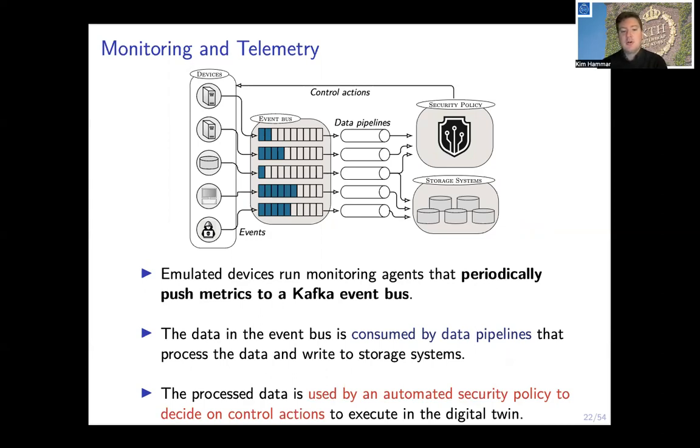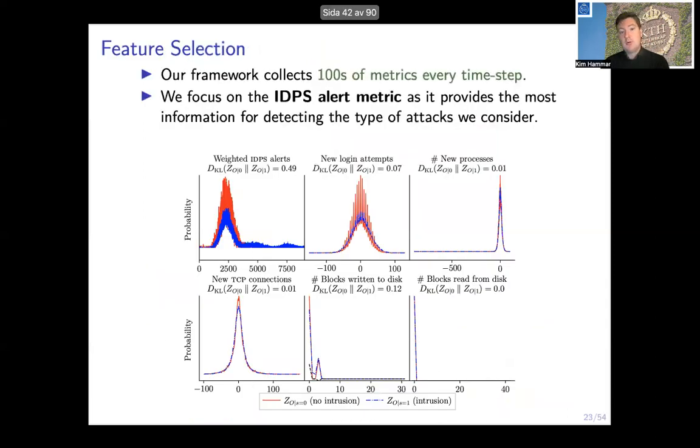And using this setup, we collect hundreds of metrics at every time step for every node. And among those metrics, we find that the intrusion alerts provide by far the most information for detecting the type of attacks that we consider. So that's why we focus on just this metric in our model, to keep the model small, because it provides the most information for the defender. And we measure the information here by taking the KL divergence between the distribution during attack and during normal operation.